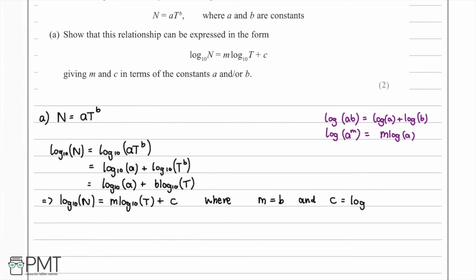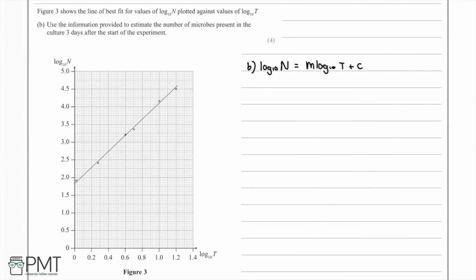and c is going to be equal to log10 of a. So now taking a look at part B of this question, we're given a graph which shows the line of best fit for the values of log10 of n plotted against the values of log10 of t.